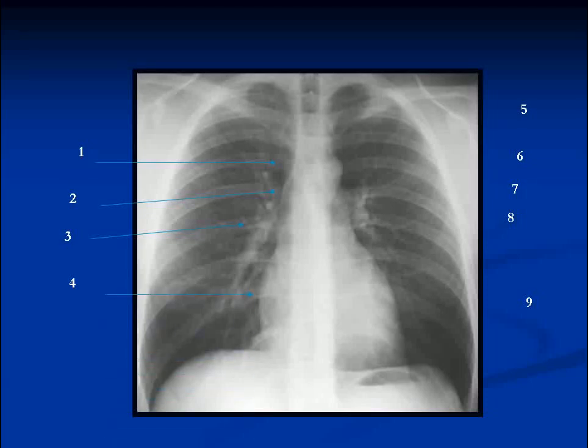Finally, we can see the right atrium here. You can see a nice sharp border where the right atrium sits. The airway you can see in the midline here, it's black. You can see it all the way down to the level of the carina, where it bifurcates into the right and left main bronchi.